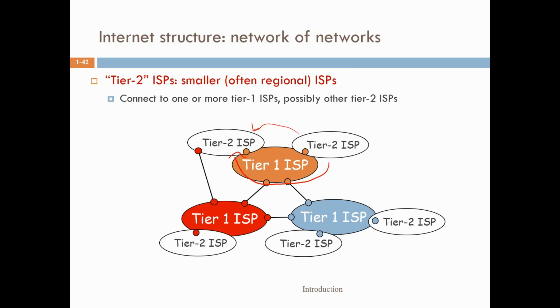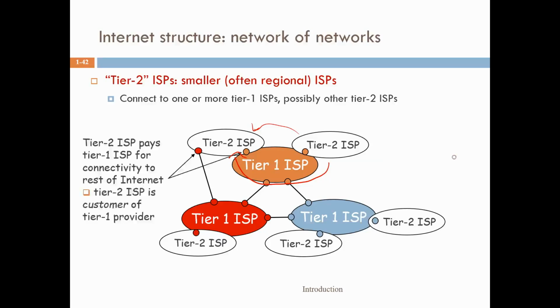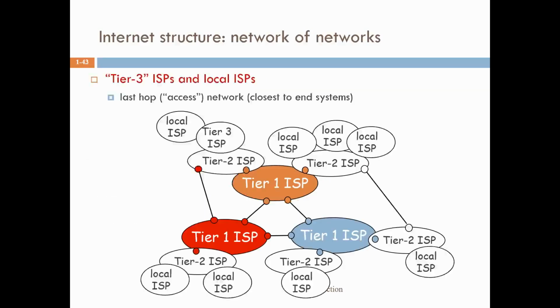Okay? This is the importance of Tier 1, because at the end of the day, there is no one above them in the hierarchy. They are the ones that connect all the continents to each other. And so at the end, if you don't have a path to the destination, you are going through a Tier 1 ISP.